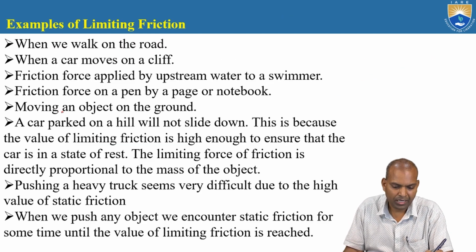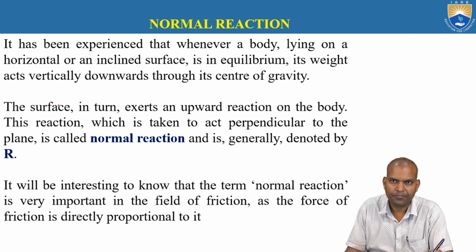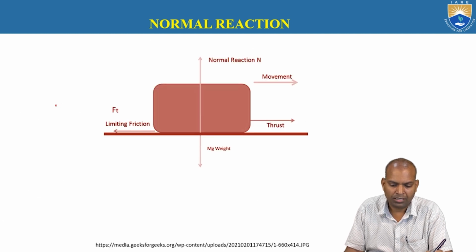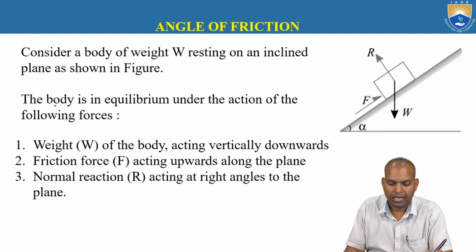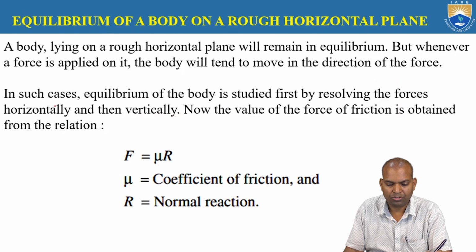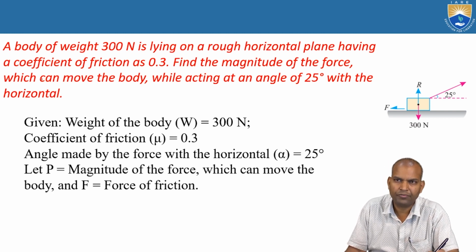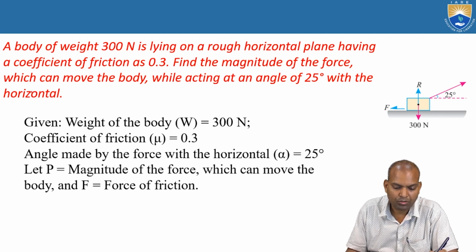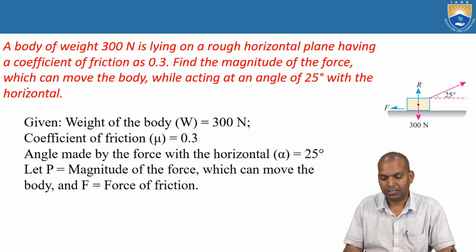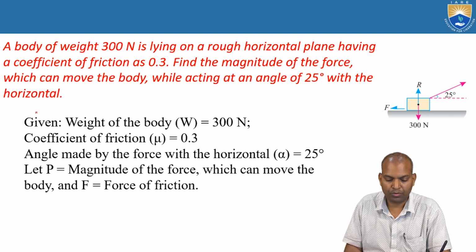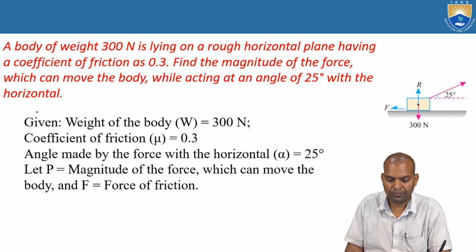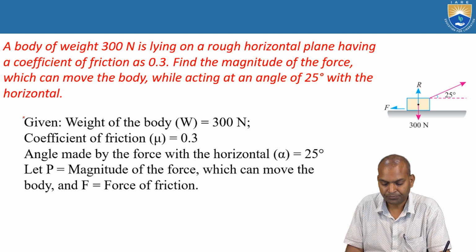Here, we have covered different laws of friction, and what the normal reaction is, and some of the problems we already solved in the previous session. Let us begin with one of the models we covered. The weight of the body is 300 newtons, lying on a rough horizontal plane having a coefficient of friction of 0.3. We have to find the magnitude of the force which can move the body while acting at an angle of 25 degrees with the horizontal.